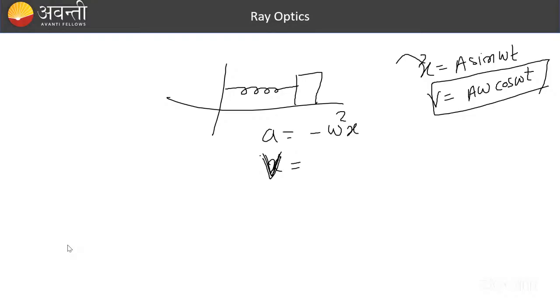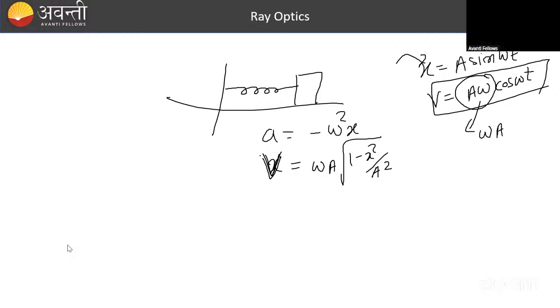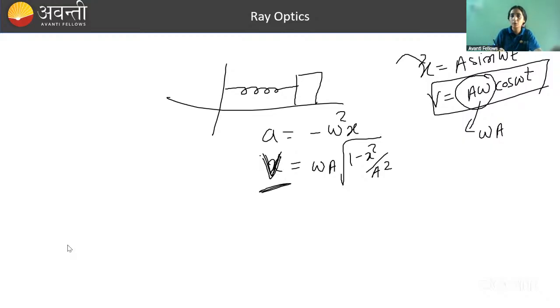But v का एक और formula है, that is maximum velocity will be equal to how much? Omega a. So that is also equal to omega a root under 1 minus x square by a square. So in the question, if you get asked to calculate the velocity of body at any time t, then you can use this formula, time wala. And if you are asked to calculate the velocity of body at a particular displacement, if the value of x is given, you are asked to calculate v, put in this formula. Okay, so this way you can solve it.